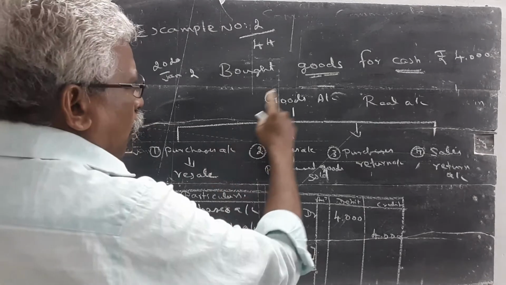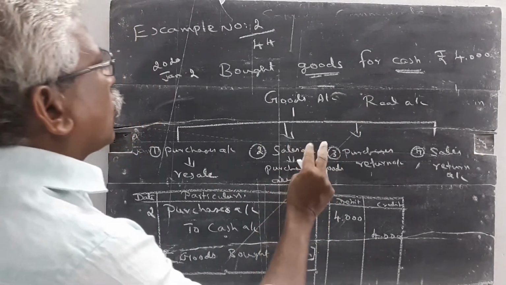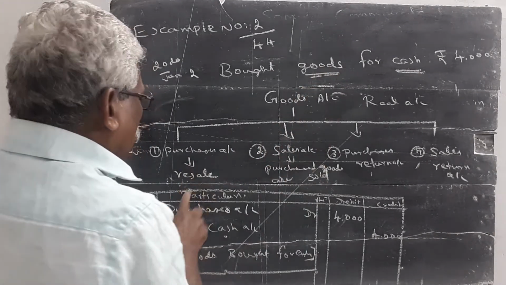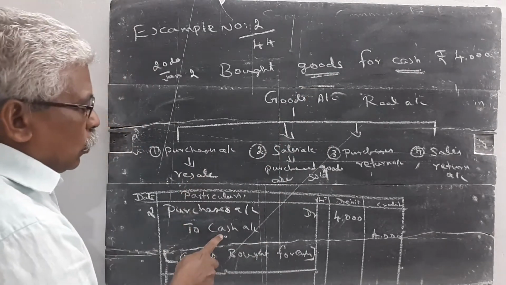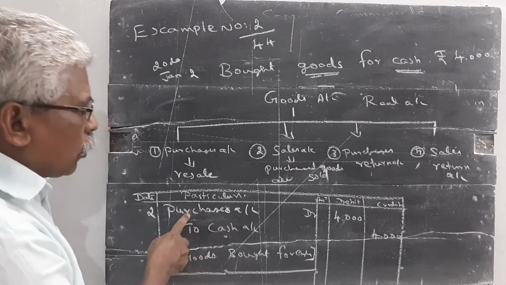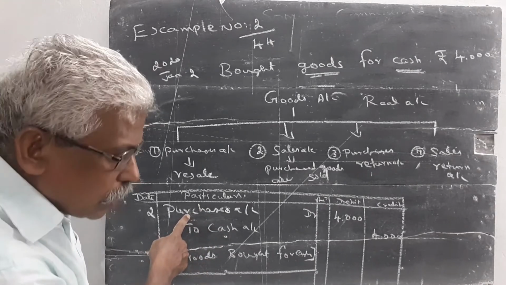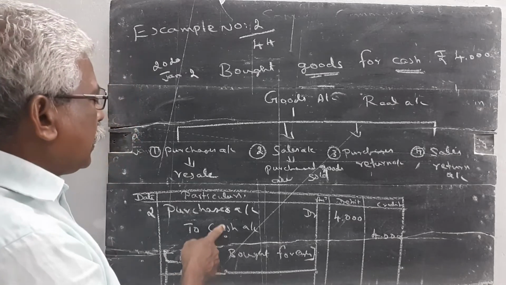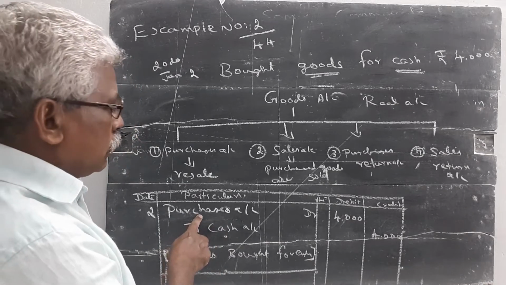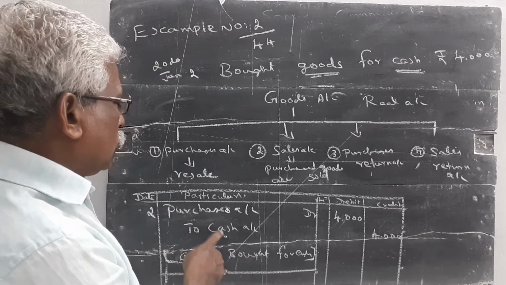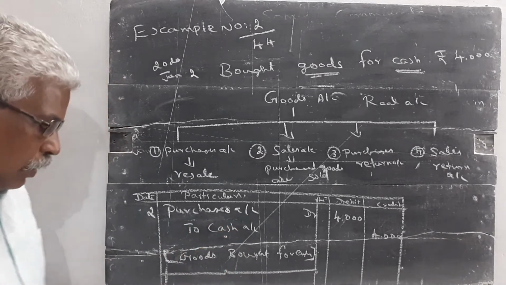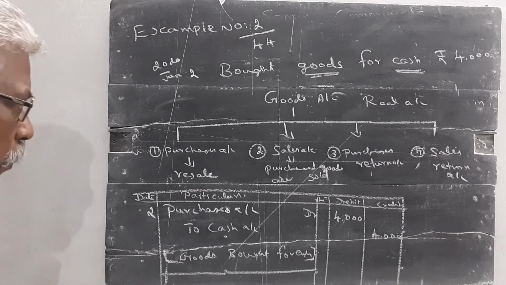Then second question, bought goods for cash. Two accounts are, number one, purchases account, not goods account, purchases account and cash account. Both are real accounts. Purchases is a real account, cash is also a real account. Debit what comes in, goods comes in, cash goes out. So purchases account to cash account is the answer. Okay, then we study the remaining portion.